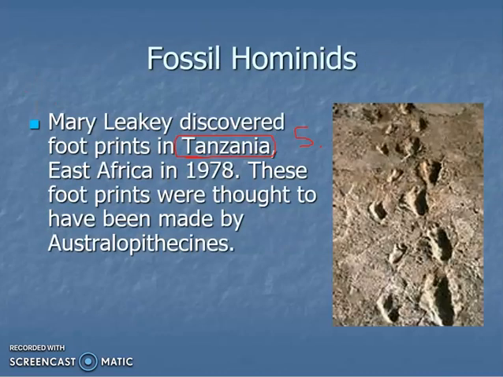But according to this theory, essentially there were these things called hominids walking around millions of years ago in Tanzania, East Africa. There was a woman named Mary Leakey who discovered these giant footprints. Now, how does she know what they were? Well, she's taking her best guess. She wasn't there. She was old at the time, but not that old.